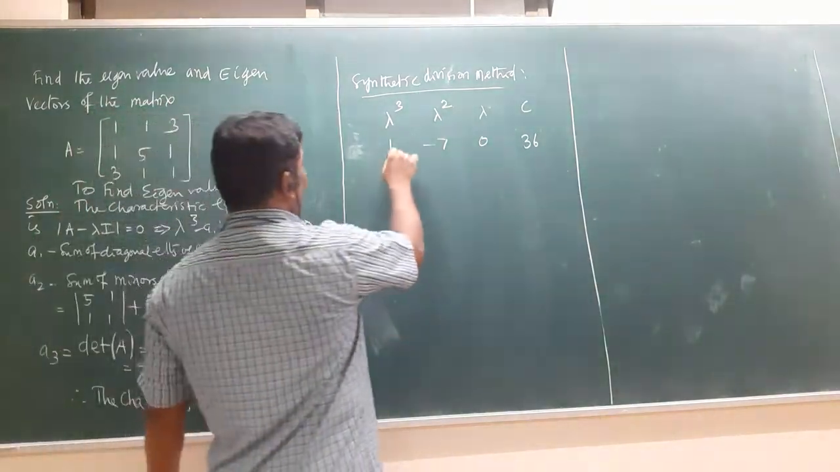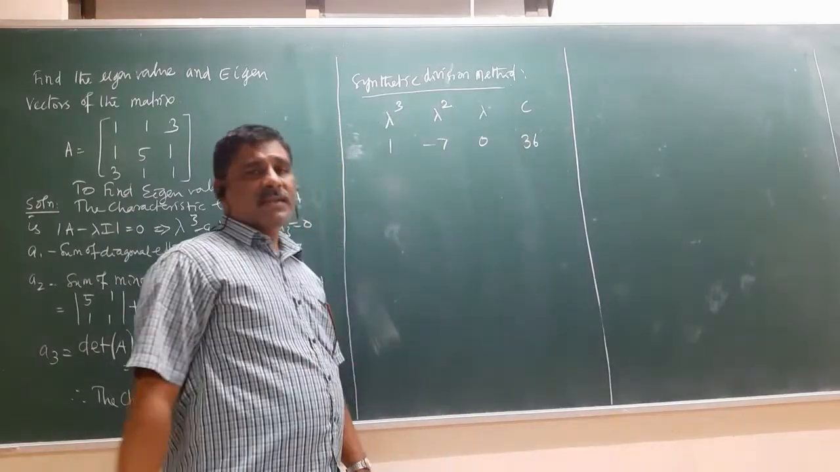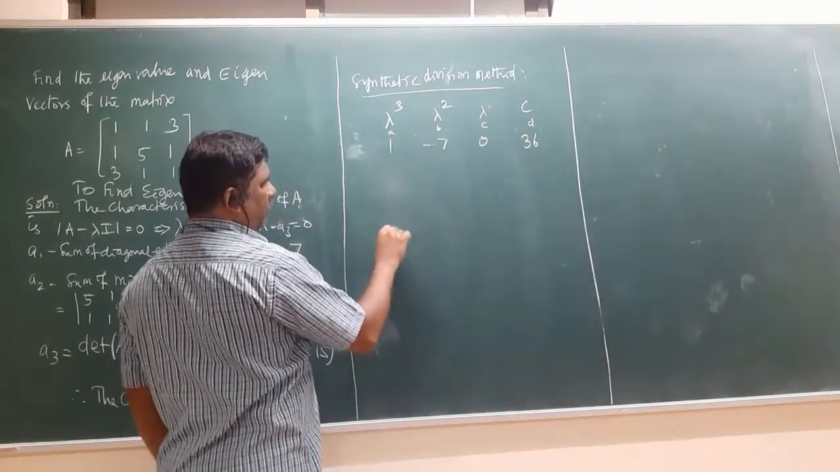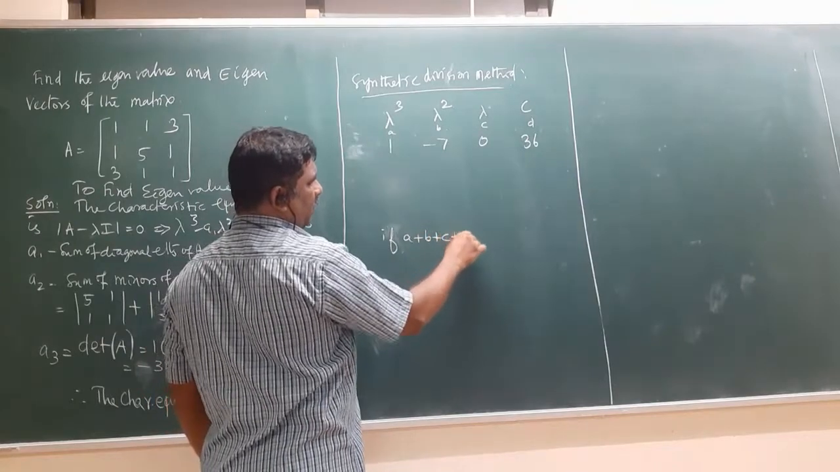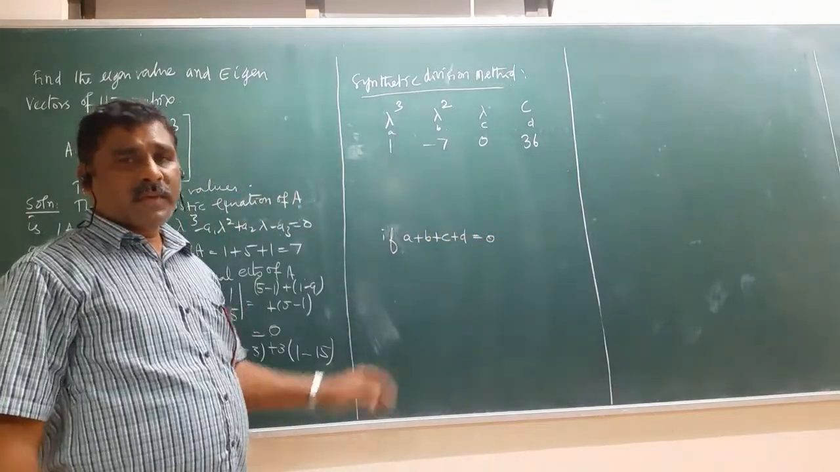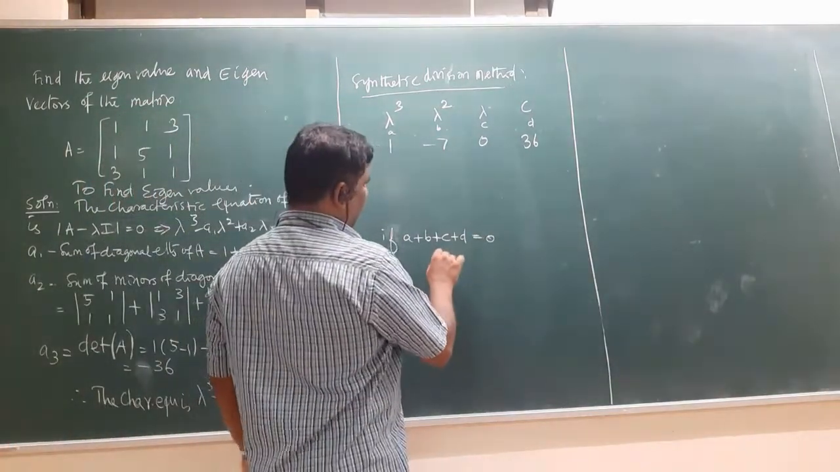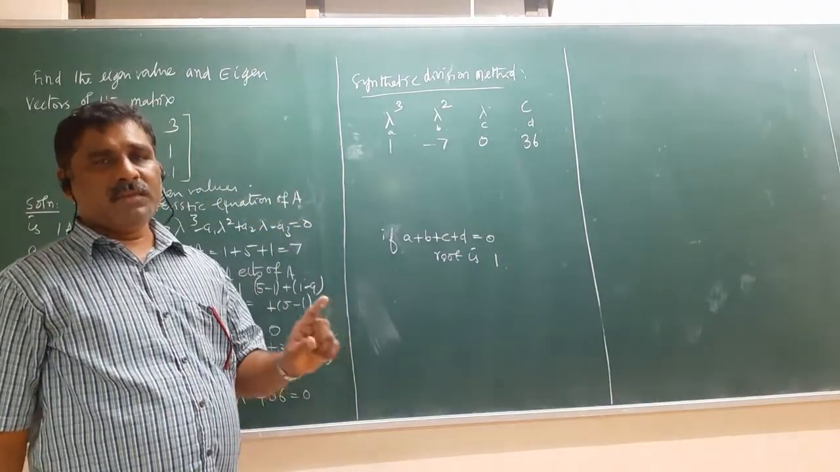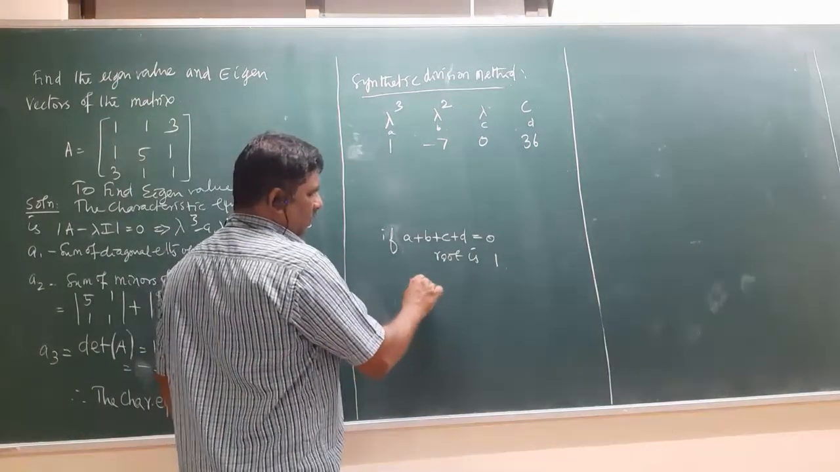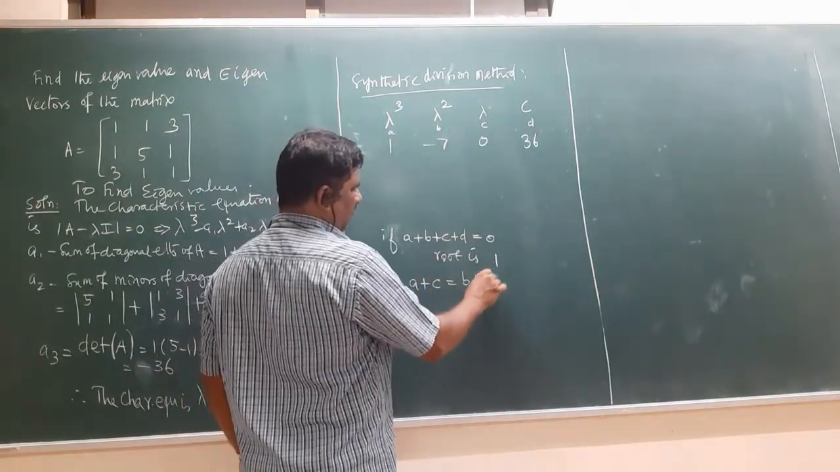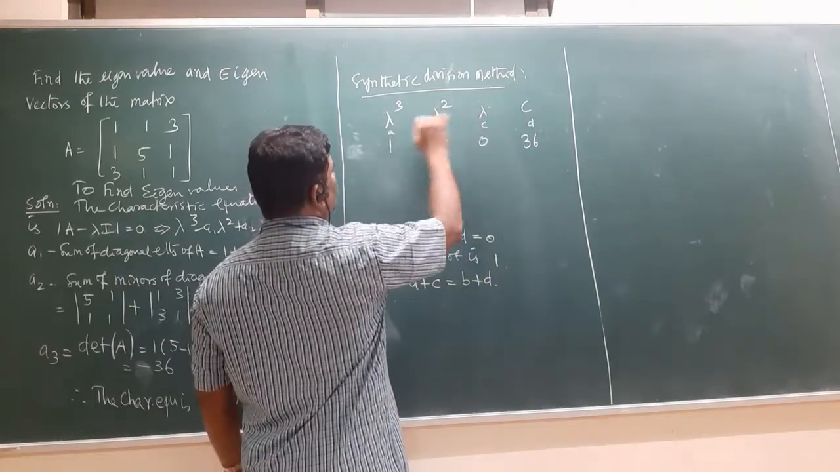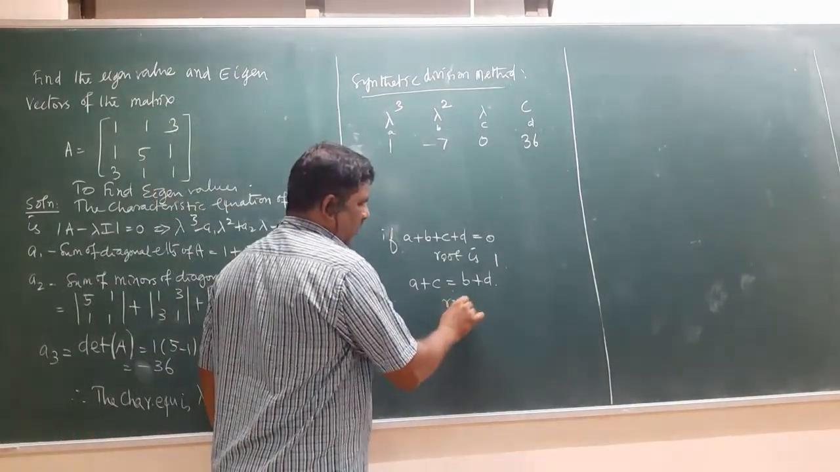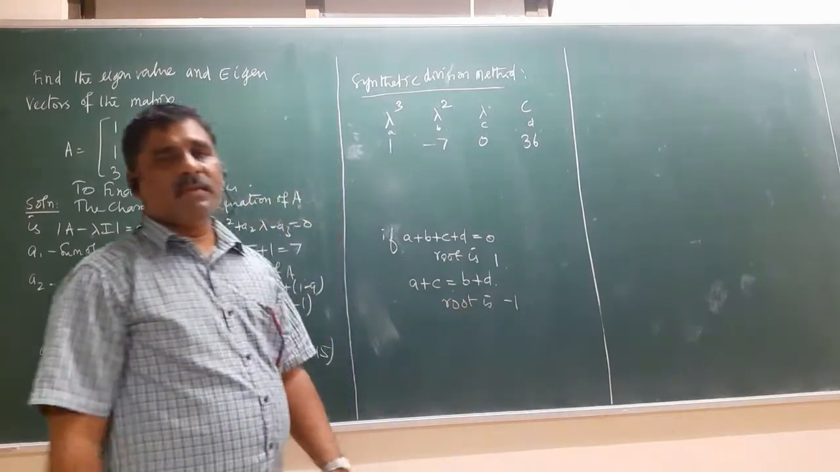Now take these values as A, B, C, D. If A plus B plus C plus D equal to 0, that is, if you add all the coefficients and it is equal to 0, then one of the roots is 1. Second, in case A plus C equal to B plus D, that means adding the alternate elements, both are equal, then the root is minus 1.